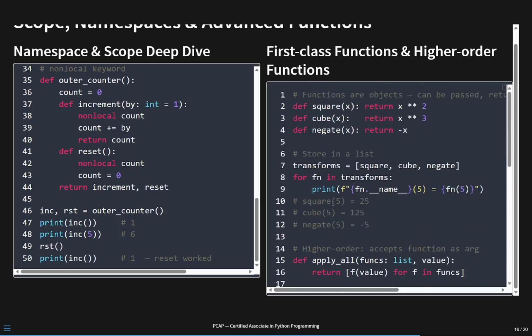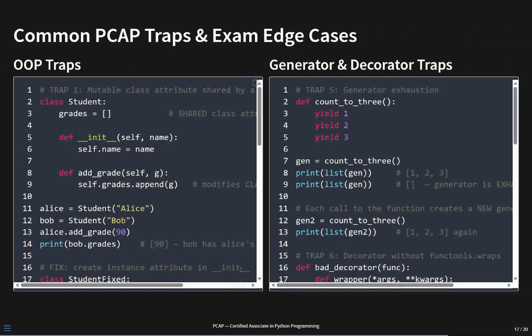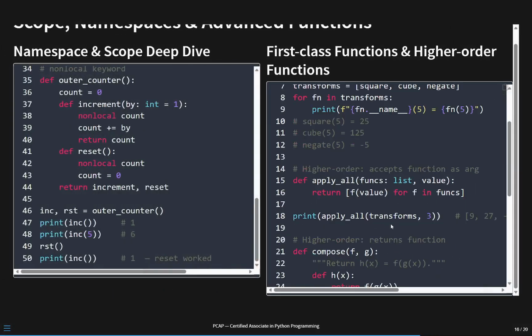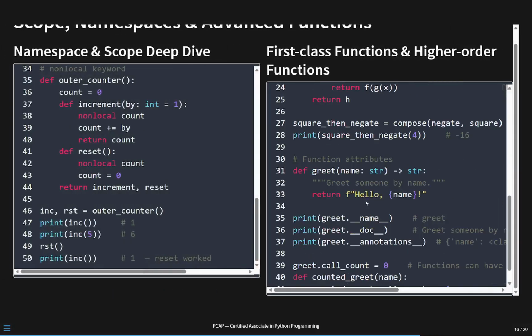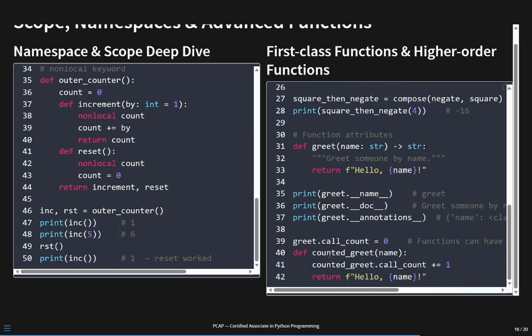__doc__ is the docstring. __annotations__ is a dict of the type hints. Functions can even have custom attributes set on them. greet.call_count = 0 adds a call_count attribute to the function object. This is an obscure, but valid Python feature that occasionally appears in advanced exam questions.